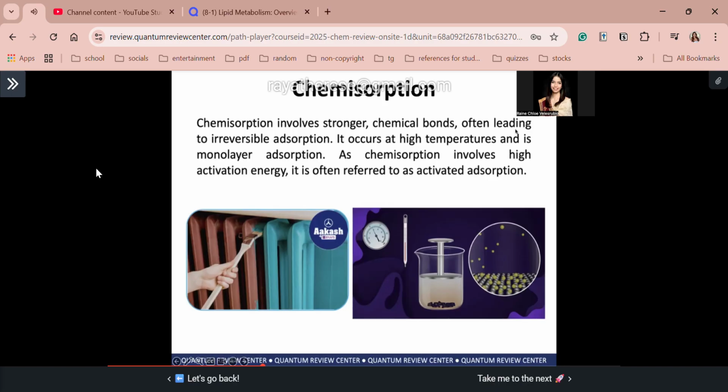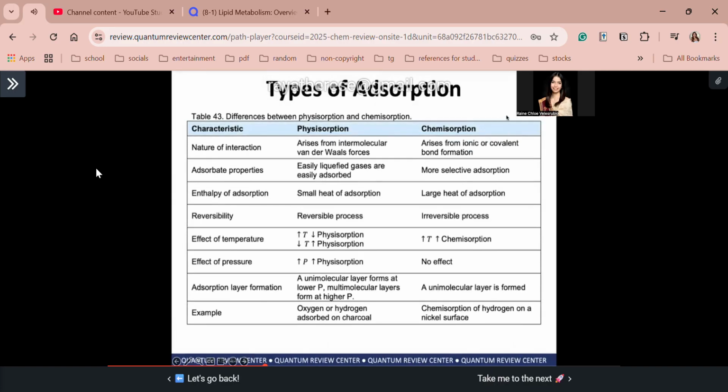Like physisorption, chemisorption also increases with an increase in the surface area of the adsorbent. Okay? And lastly guys, as chemical bonds are formed in chemisorption, syempre yung enthalpy of formation will be high. Ayan. So this table here summarizes the general differences between physisorption and chemisorption.